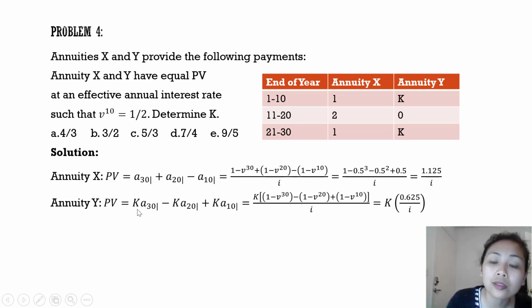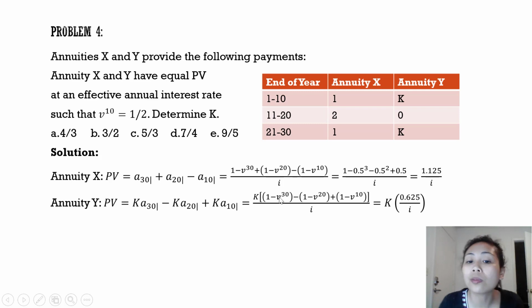We continue working on the present value of annuity Y. This is similar to annuity X. We start at the last block, so we pay k for 30 years, and then from the third block to the second block it decreases by k, so we subtract k, and from the second block back to the first block, we increase it by k, so we add k. So k A30 minus k A20 plus k A10, and using the formulas of annuity immediate, we have k times (1 minus v to the 30th) minus (1 minus v to the 20th) plus (1 minus v to the 10th).